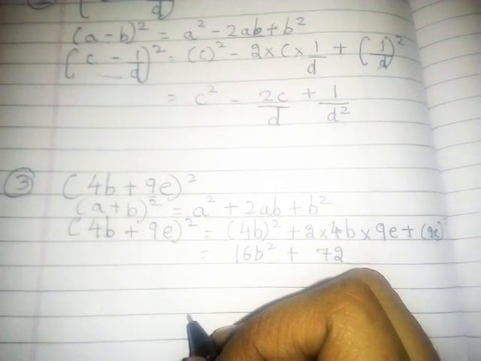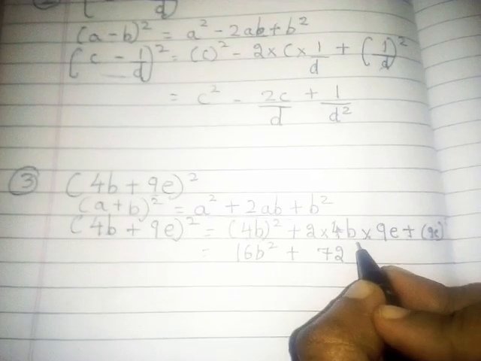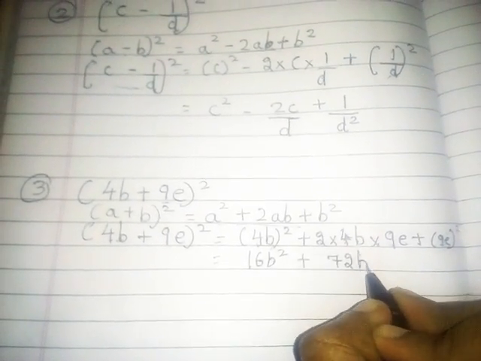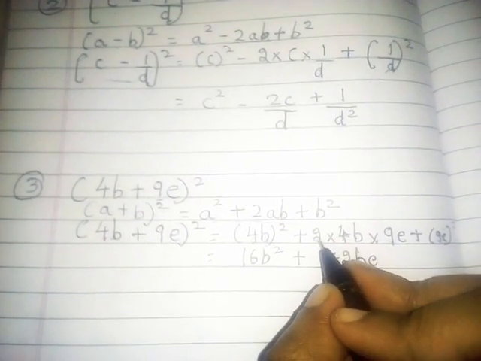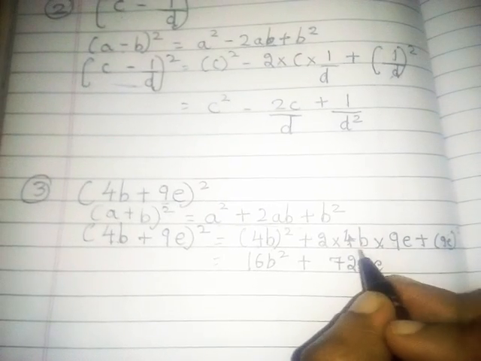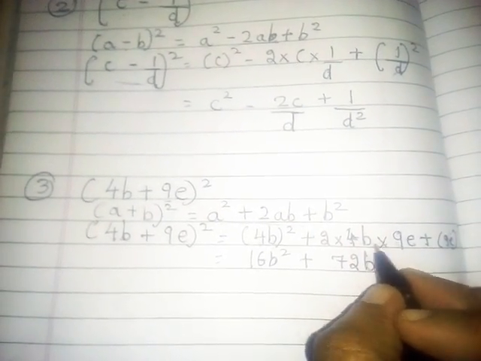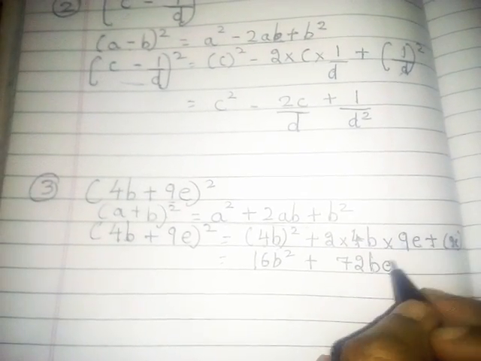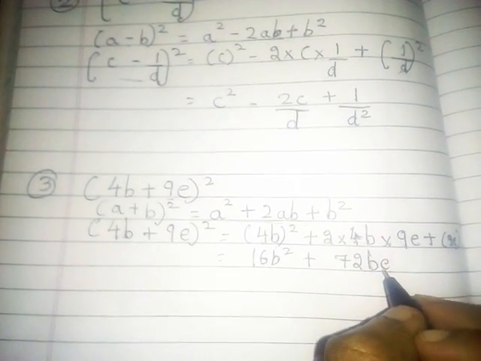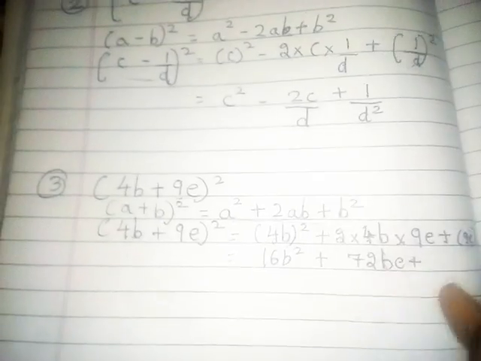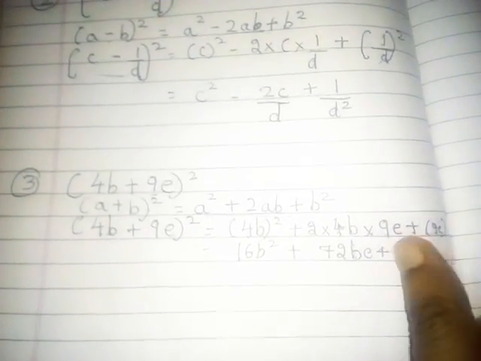Students, you should know the table also by heart. 2 4s are 8. 8 9s are 72. First you have to multiply the number and then the variable. Variable what is remain? B and E. B into E is BE, that is 72BE plus 9E the whole square.